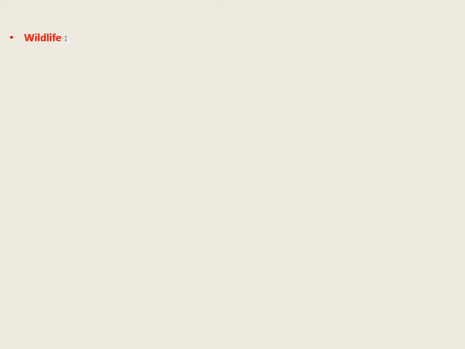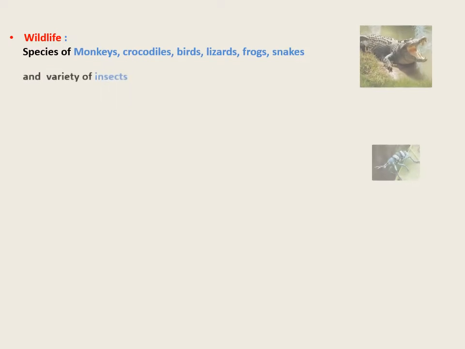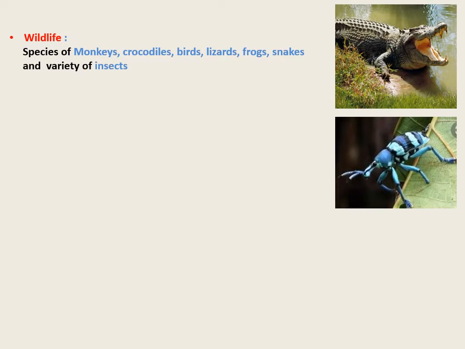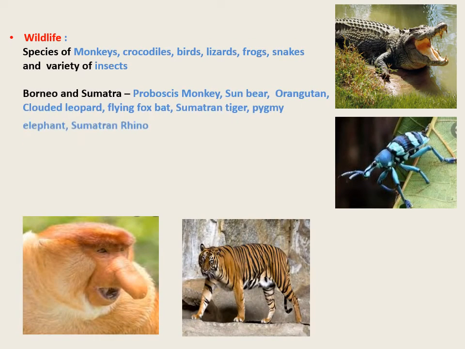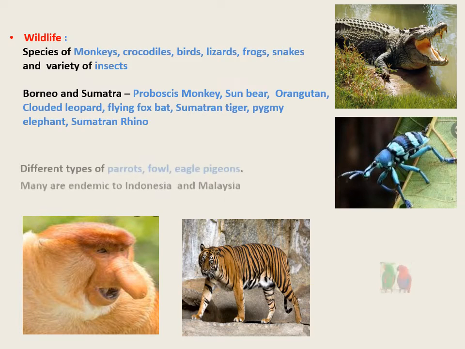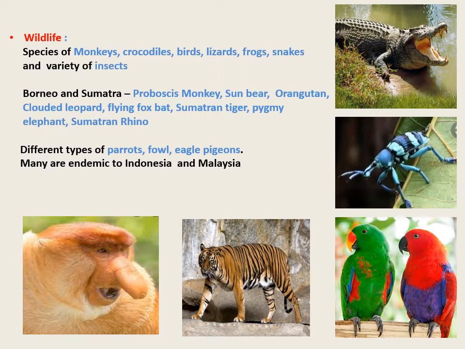Wildlife. Animals found in these regions include different species of monkeys, colorful birds, crocodiles, lizards, frogs, snakes, and a variety of insects. Tigers and elephants are also found here. In Borneo and Sumatra, two of the main islands of Indonesia, the proboscis monkey, the sun bear, the orangutan, the clouded leopard, the flying fox bat, the Sumatran tiger, the pygmy elephant, and the Sumatran rhino can be found. Different types of parrots, fowls, eagles, pigeons also live here. Many of these are endemic to Indonesia and Malaysia.